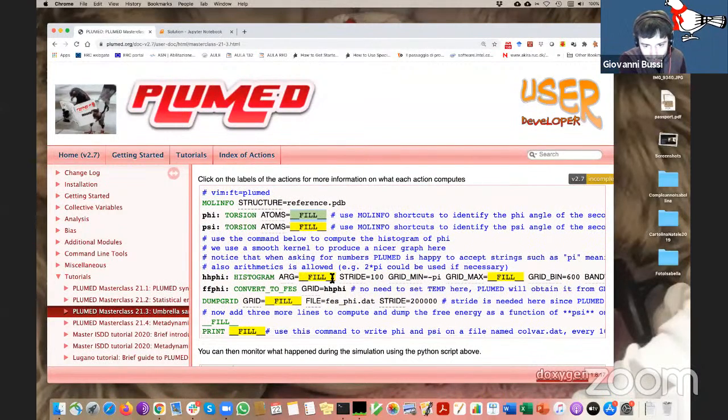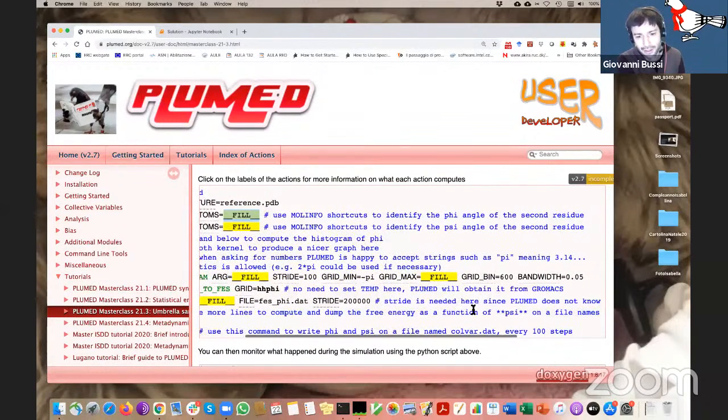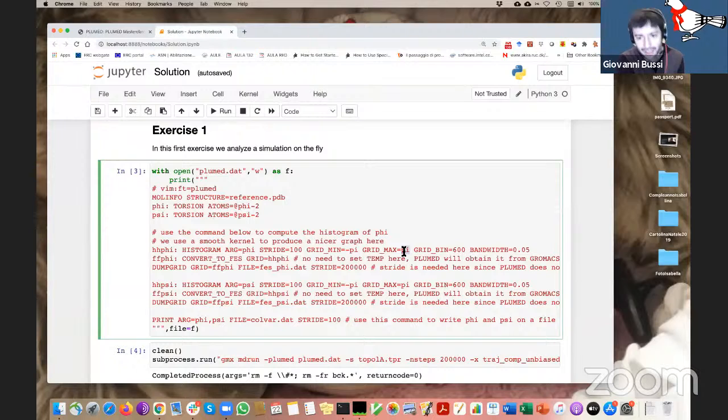Here, the histogram, this was very similar to what you have done with Gareth already, so I don't expect any problem here. One interesting thing that I think with Gareth you have not seen is that here you can also feed strings like pi, meaning 3.14, and also more complicated stuff like pi divided by 2. The range allowed goes from -pi to +pi. So the correct way to fill this was +pi or pi.